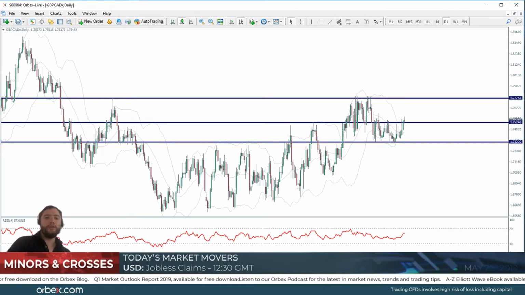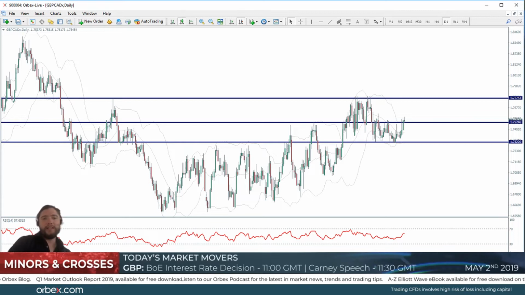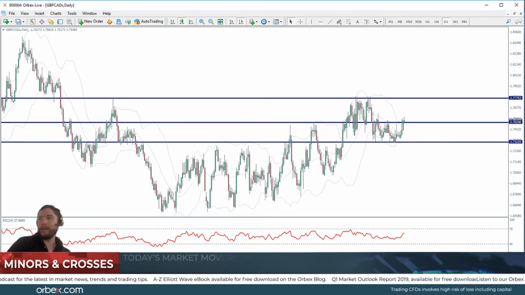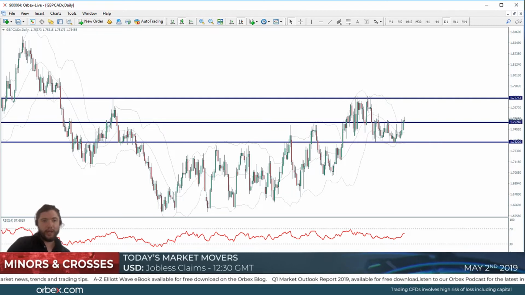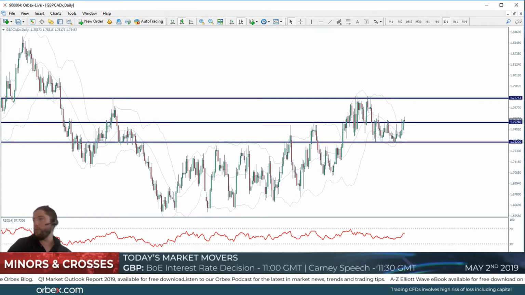Okay, so starting with GBP CAD then on the daily time frame, you can see that price has recently broken above this 175.24 resistance level formed at the December and January highs. So while we're above this level, we're likely to see a run-up to test the next key structural level around that 177.75 level, where we have a raft of prior highs.